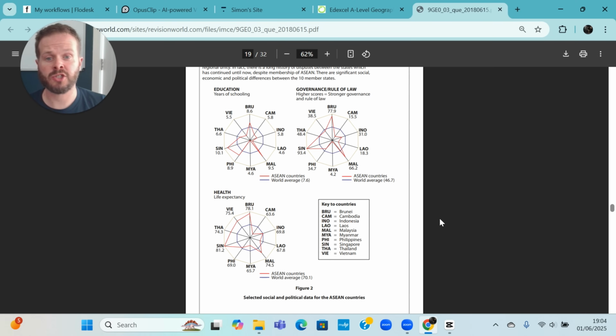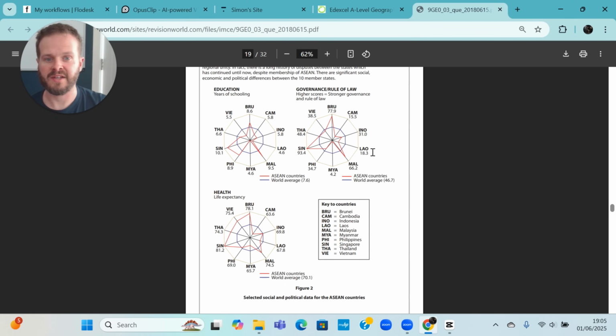What else does it show me? It shows me normally that when there are low governance scores, there are also knock-on effects on education and health. So I can already start to establish those relationships. I've established very quickly that there's a difference between all the ASEAN nations. I've established that there's relationships between certain things like governance and rule of law and education and life expectancy. And I can also start to pick out areas where there might be some calculations possible.